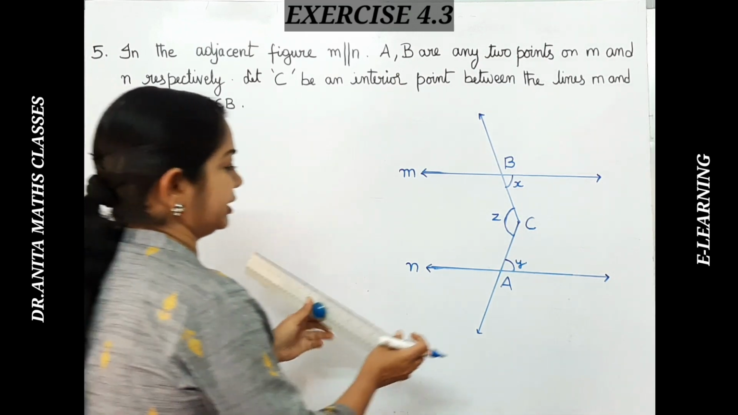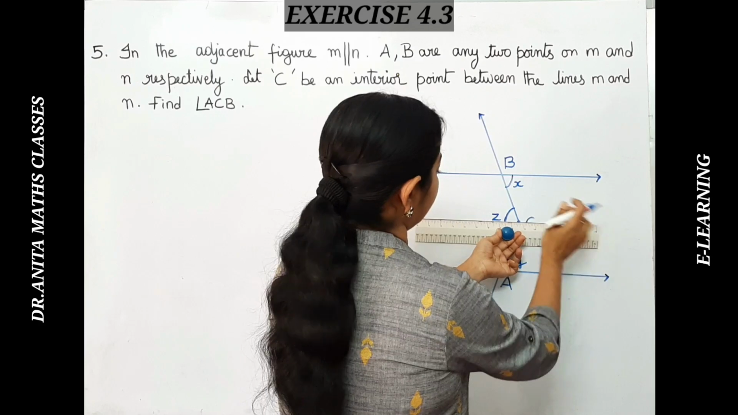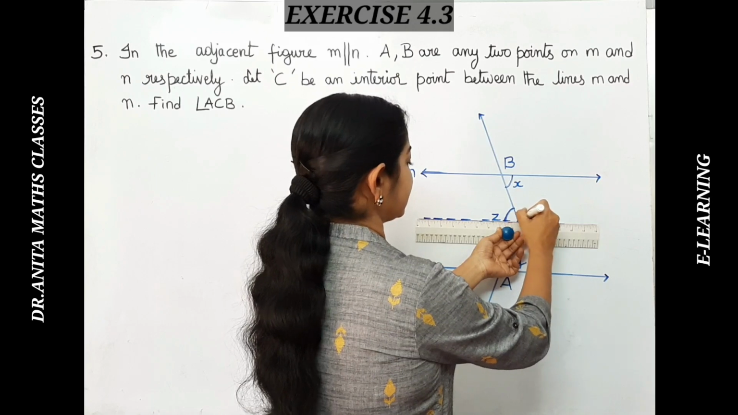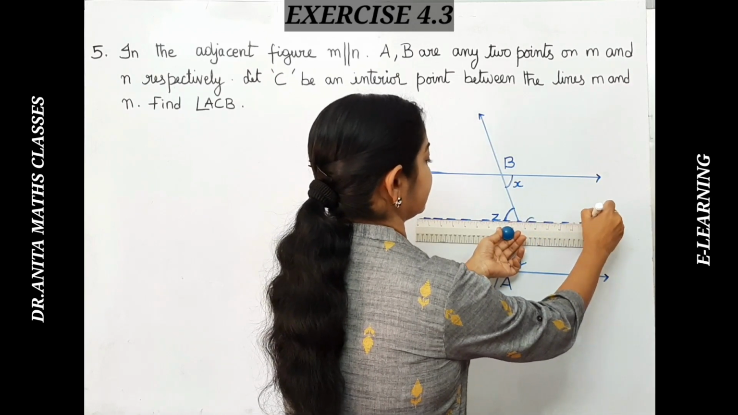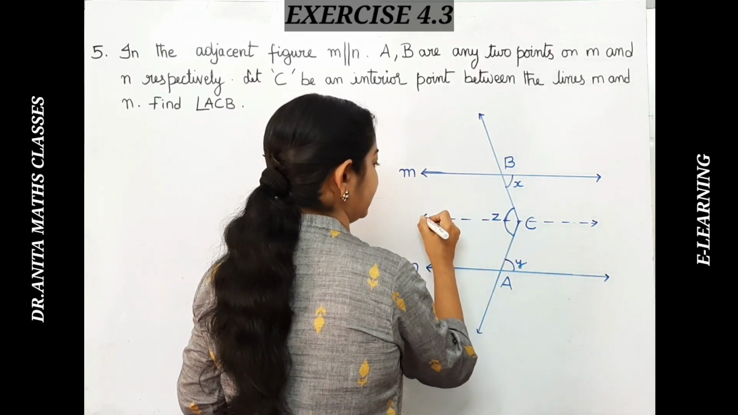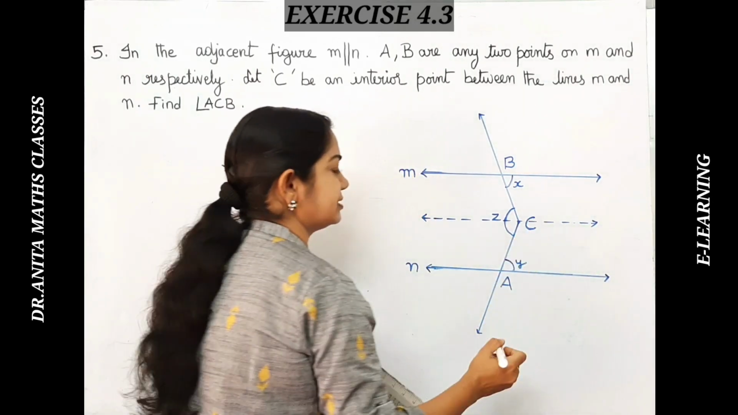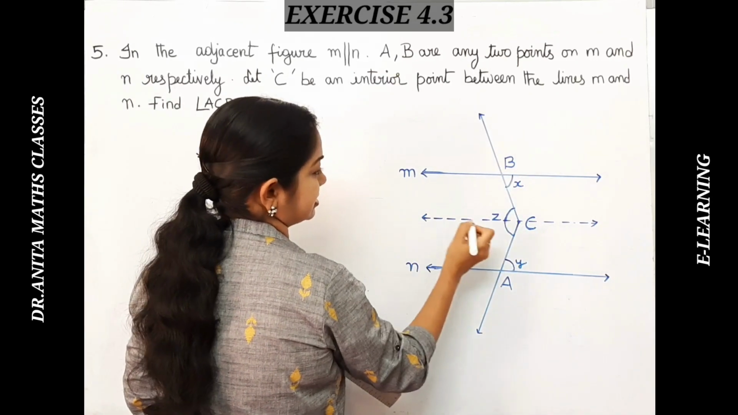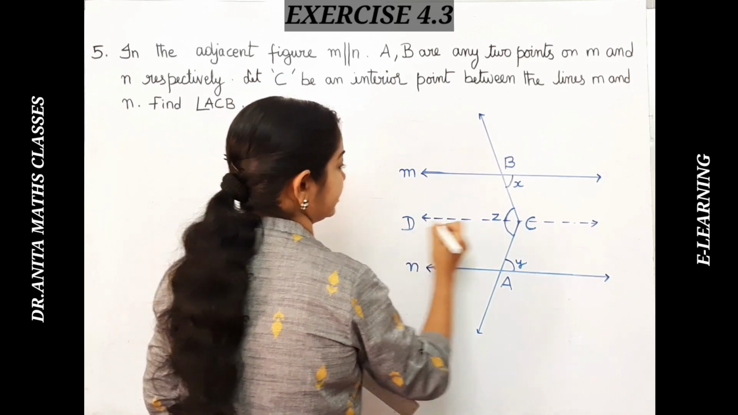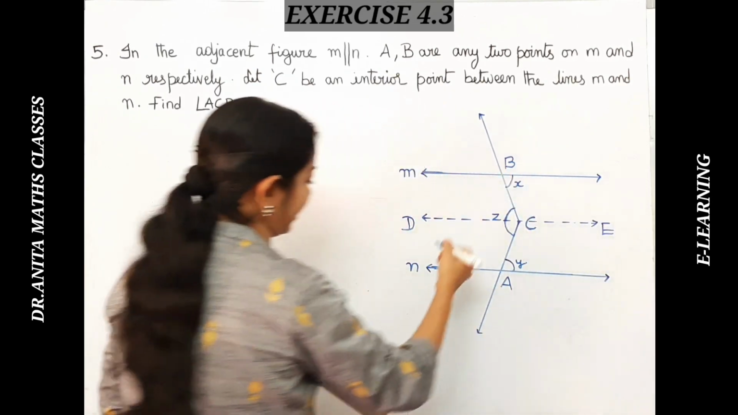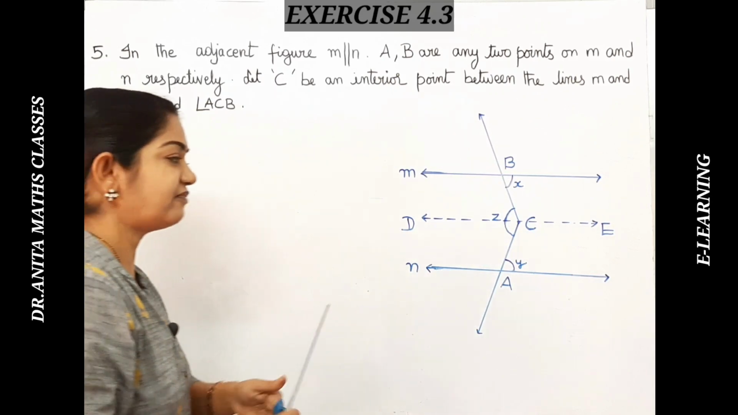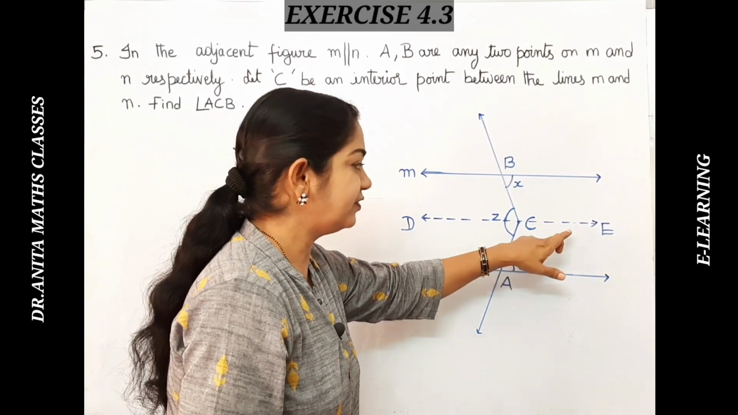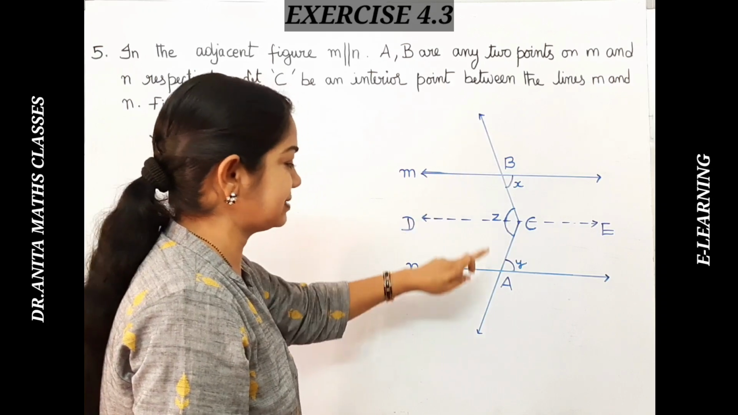Let me start by doing a construction. I will draw a line which is parallel to the M line as well as the line N, and which is passing through the interior point C. So let me draw a line, right? This is a line. Let us suppose this as D and E, okay? Or simply line L or anything you can write. So I have made a construction that I have drawn a line which is passing through the interior point C, which is parallel to my M line as well as my N line.